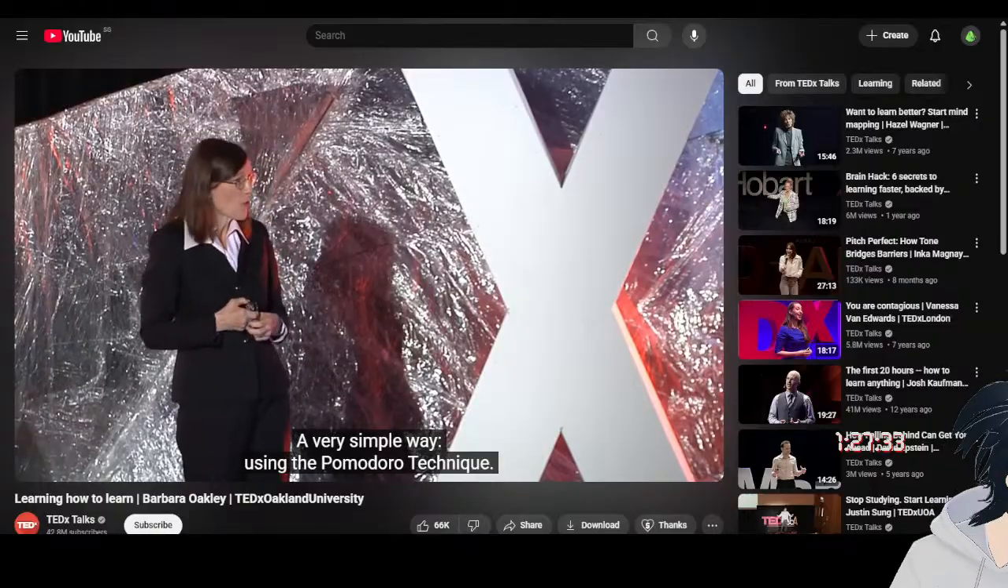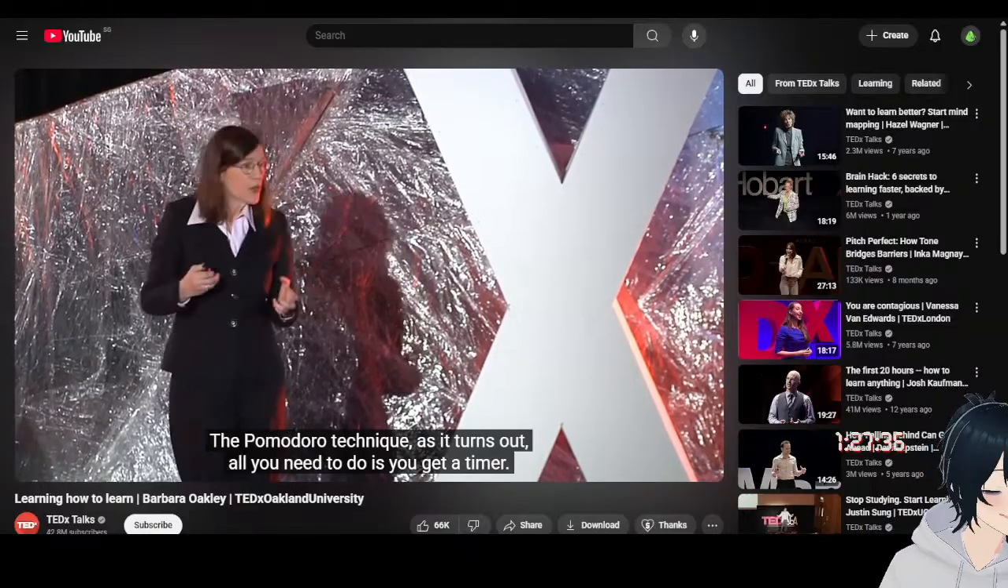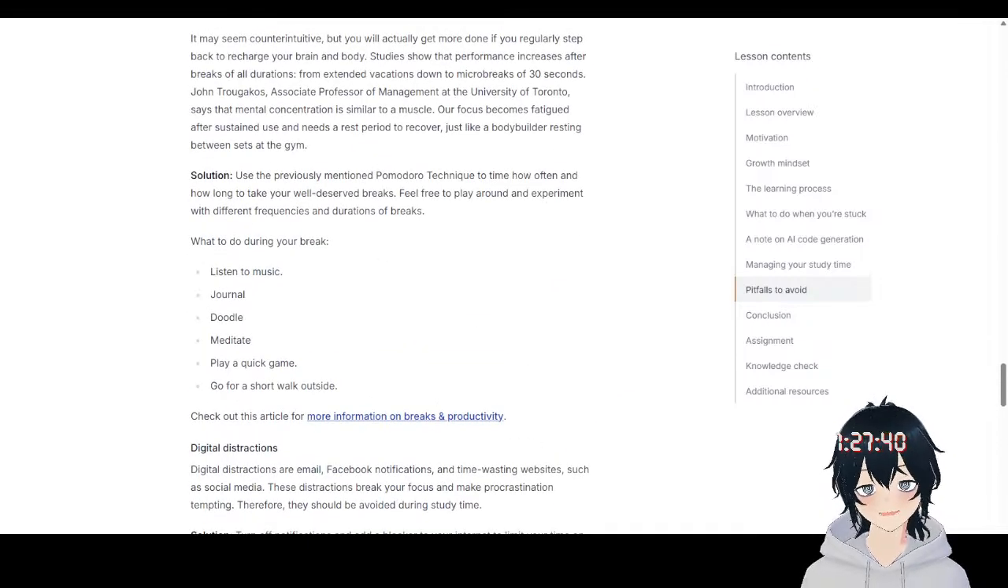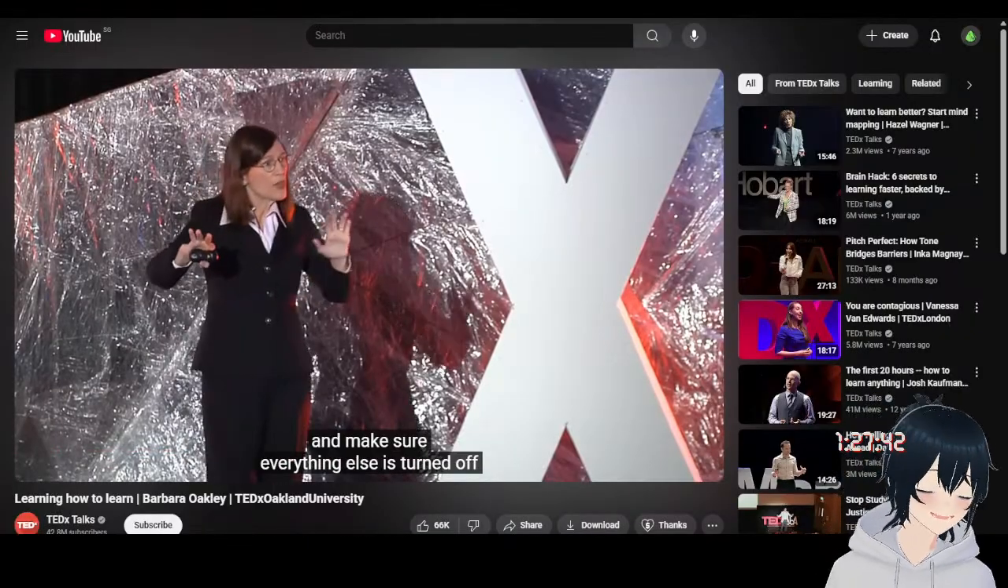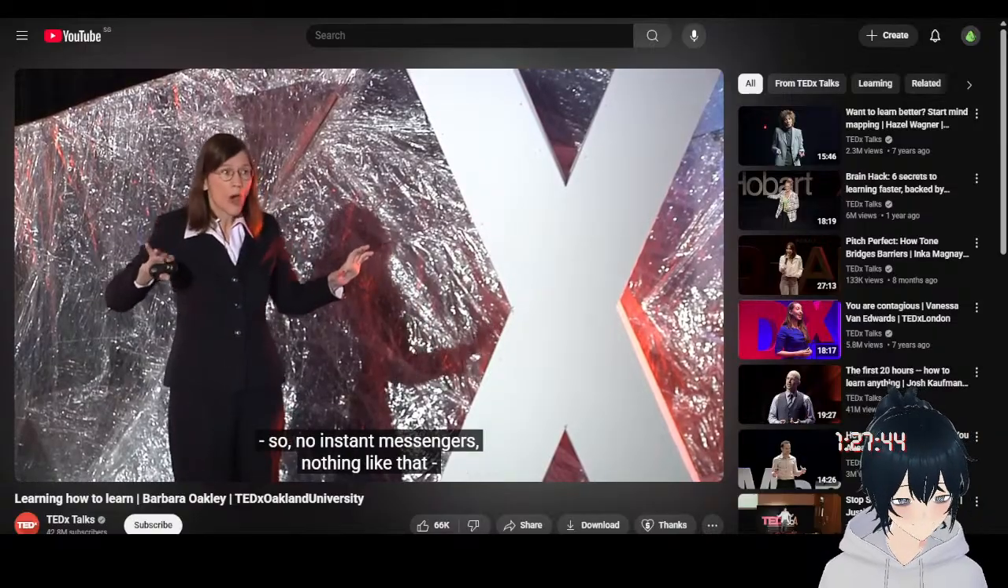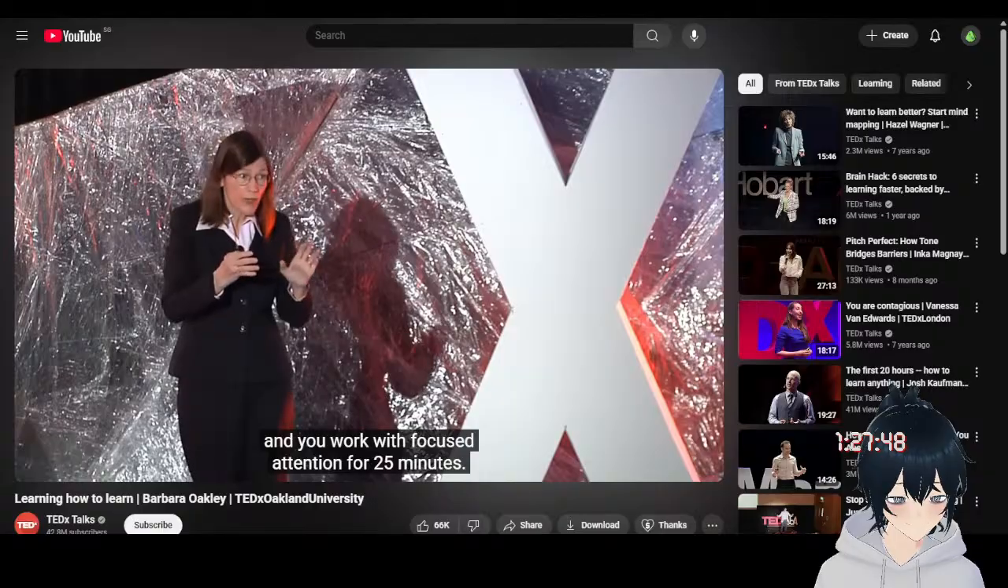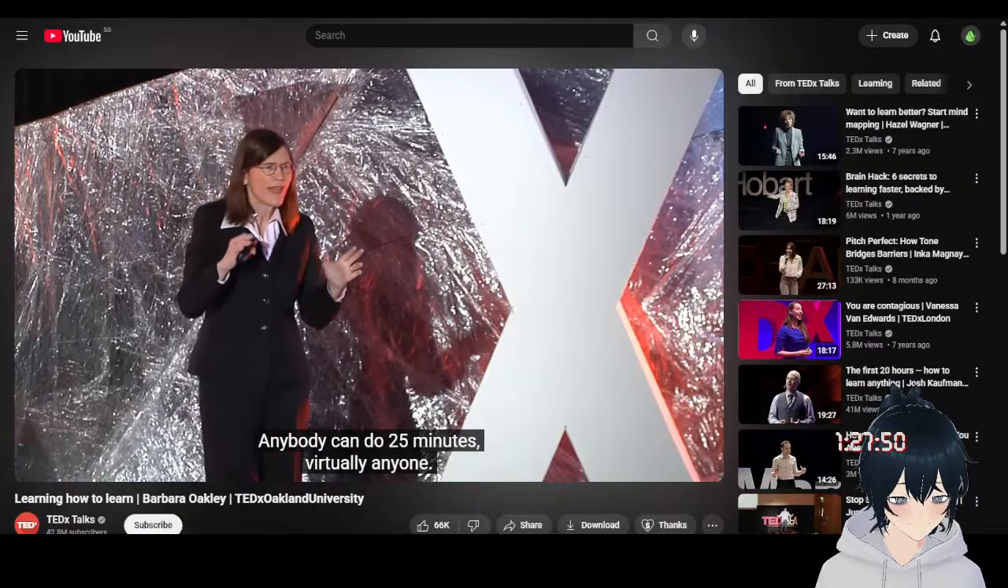This is the Pomodoro technique. As it turns out, all you need to do this is a timer. Set it for 25 minutes, and make sure everything else is turned off. So no instant messages, nothing like that. And you work your focused attention for 25 minutes. Anybody can do 25 minutes virtually.